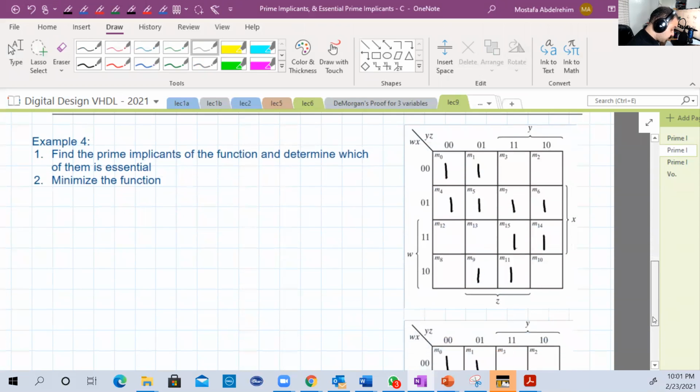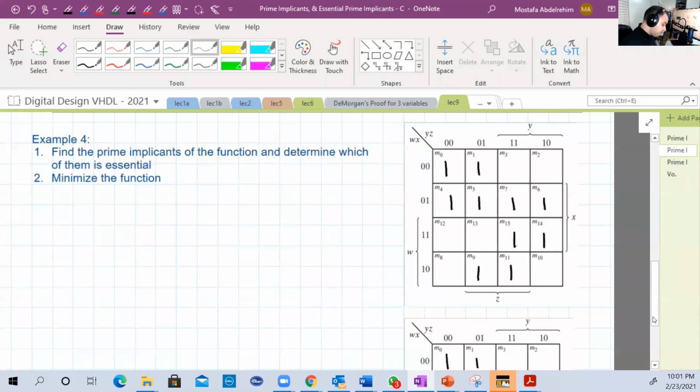Okay, let's have another example. As usual, we start with this guy here. It has only one group, this group here. It doesn't belong to any other group. Then this one here belongs to the gray, and this one.